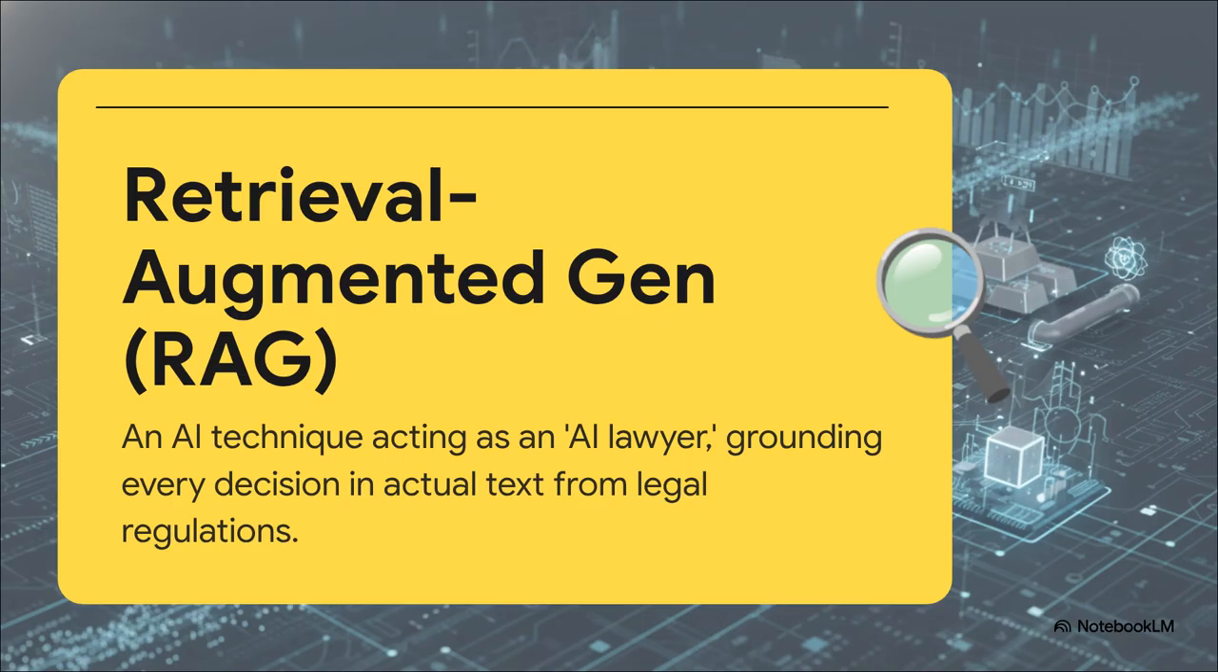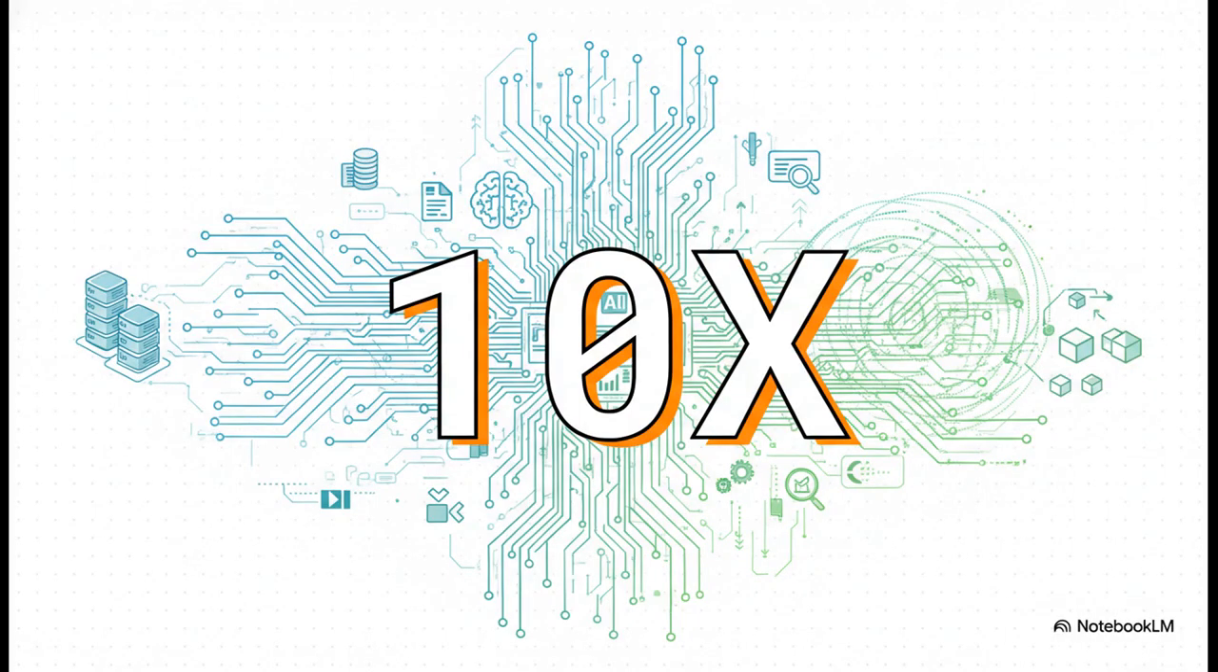It's totally auditable. And this AI lawyer is built for speed. The backend uses tools like AlloyDB AI's vector search, which makes these complex compliance checks a staggering 10 times faster than doing it the old-fashioned way. That's a massive performance boost.